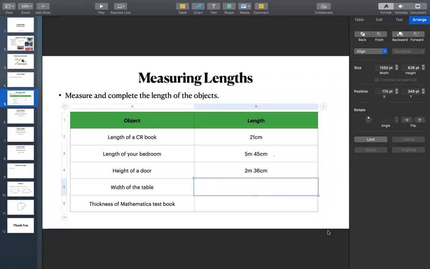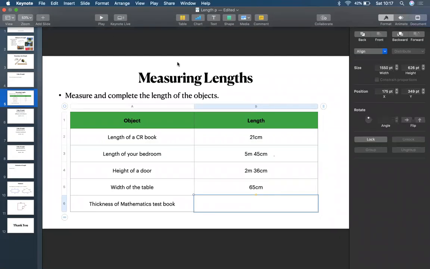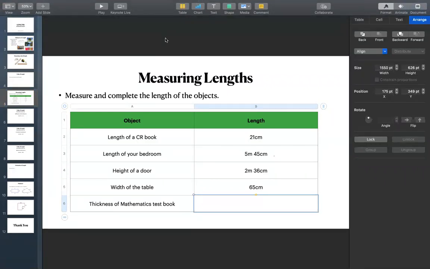Rifki? 65 centimeters. Okay, good. Then the thickness of the mathematics textbook. Nikini, did you measure the thickness? 1.5. Thickness. What is the unit? Centimeters. Oh, okay. Nikini, can you tell me the length in millimeters?